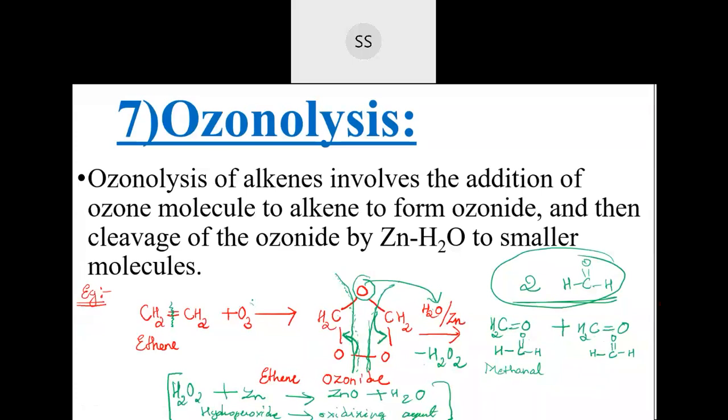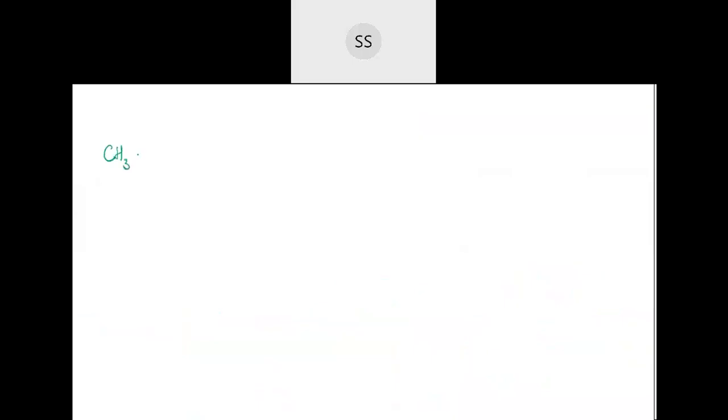Yes, now we'll take another molecule. Propene I'm taking. CH3, CH double bond, CH2. Now with propene, you make the reaction of these ozone and see what are the products which will be formed. I will do this. One more I will give it to you all to do. Okay. So now here, propene we are going to make it react with ozone.